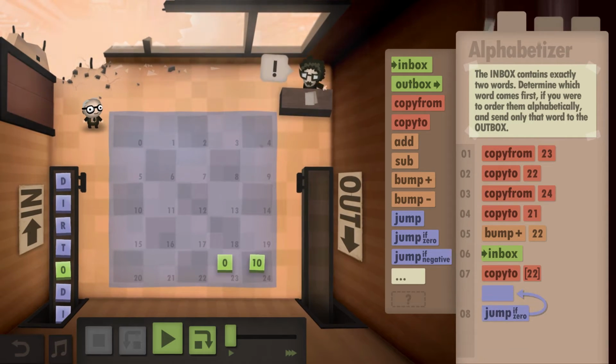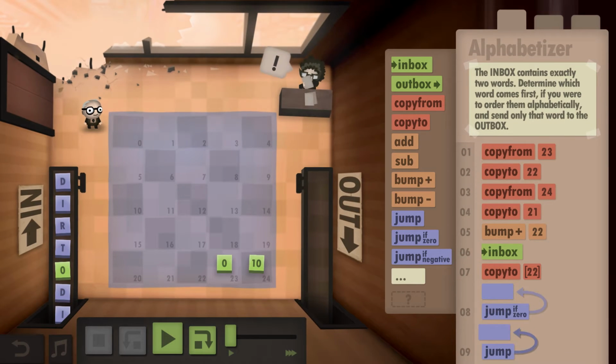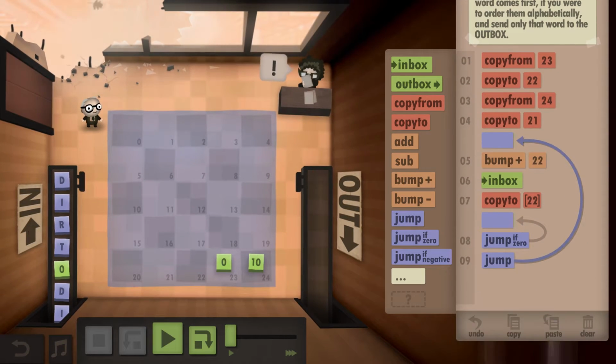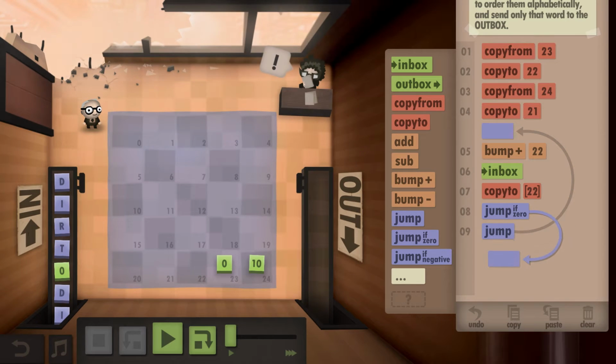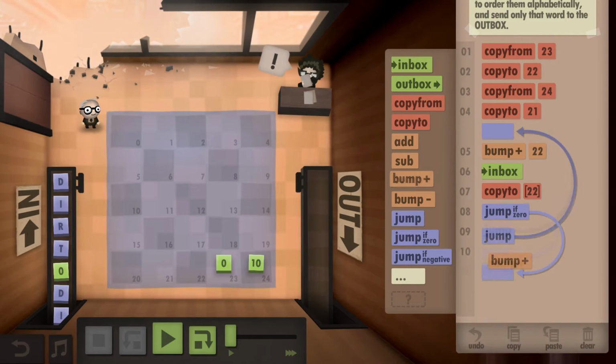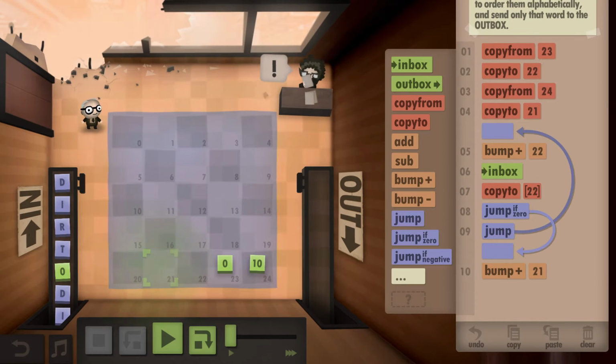Then we'll have 2 different jumps here. One of them will go back up to the bump up. This one will go here. Yeah, let's put it there. This will bump up that one.